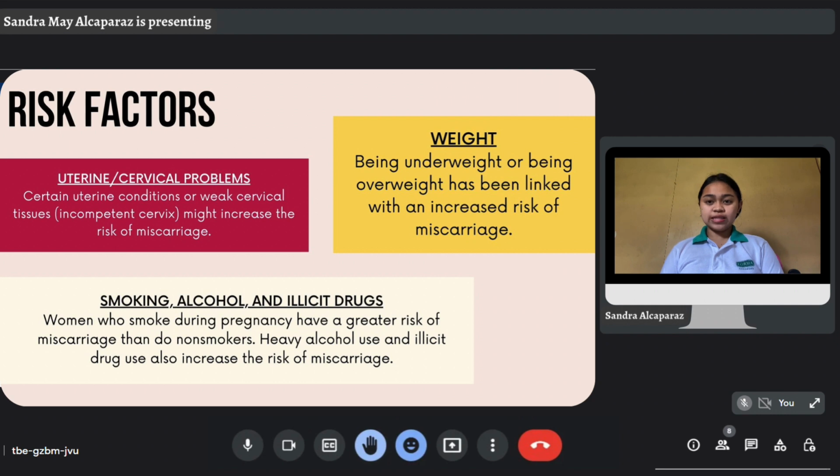So may I call on Ms. De Leon to discuss for us the assessment and the signs and symptoms of miscarriage.